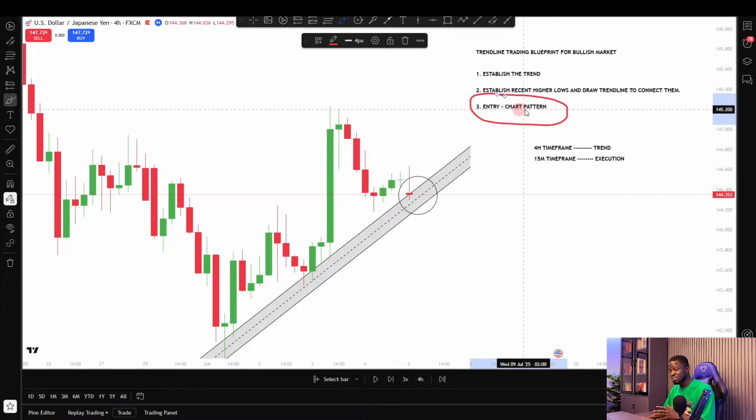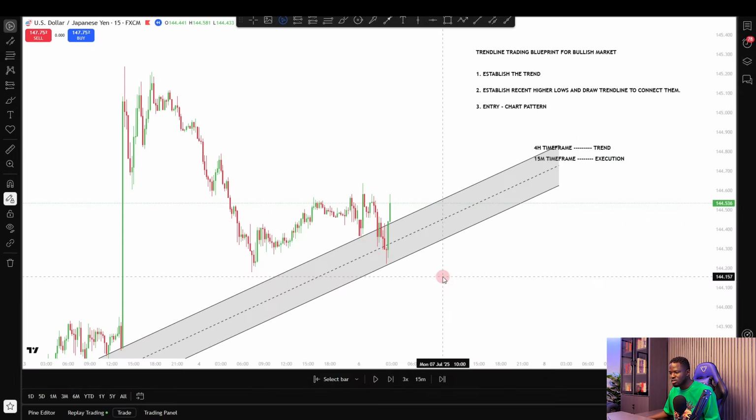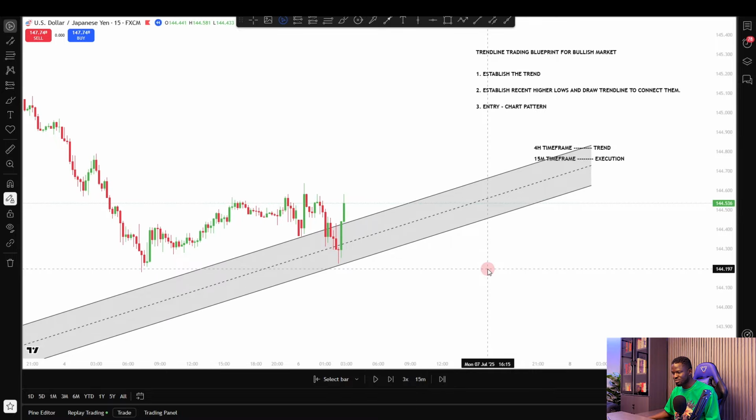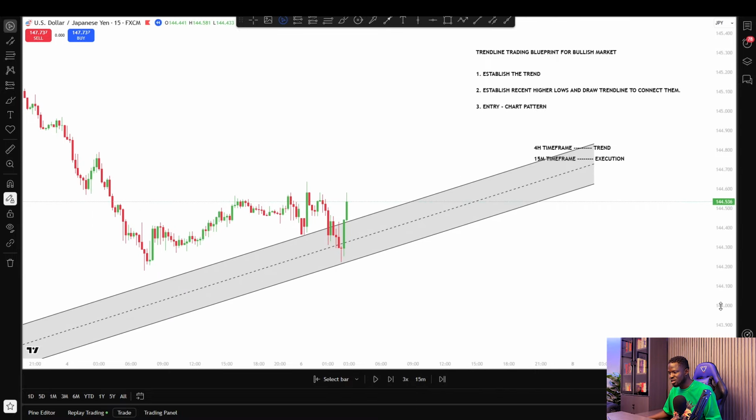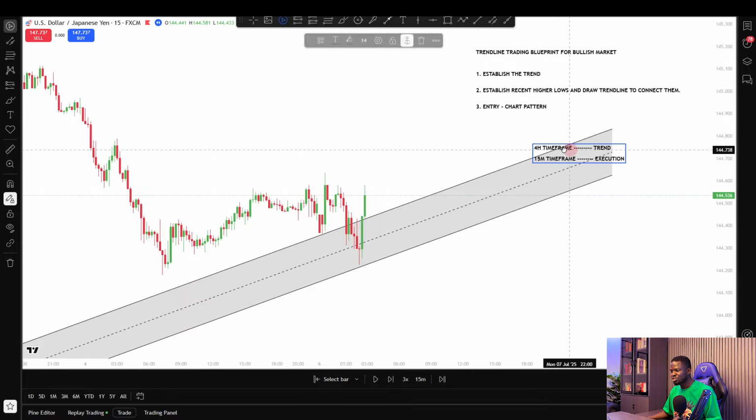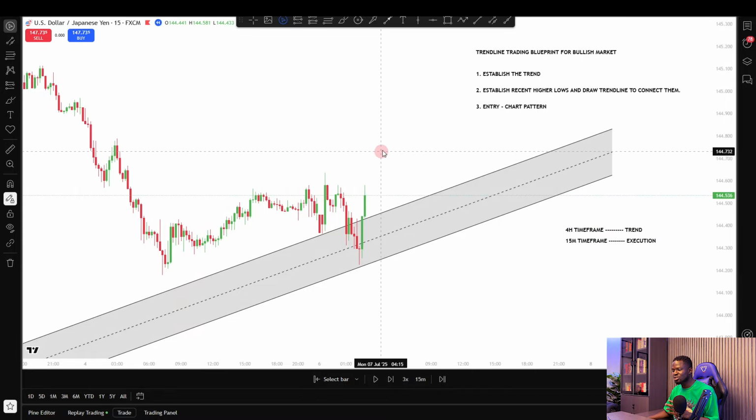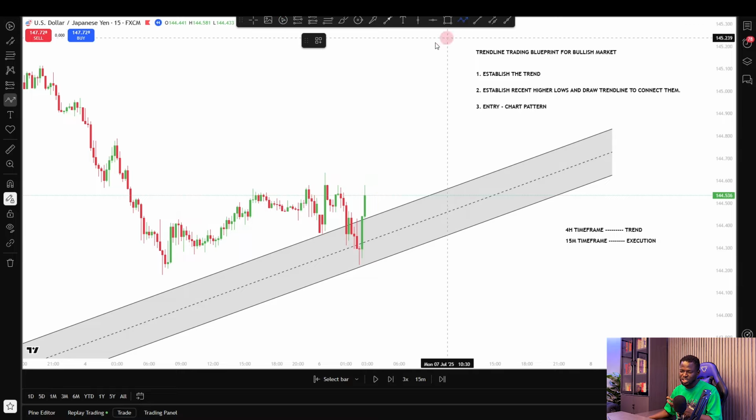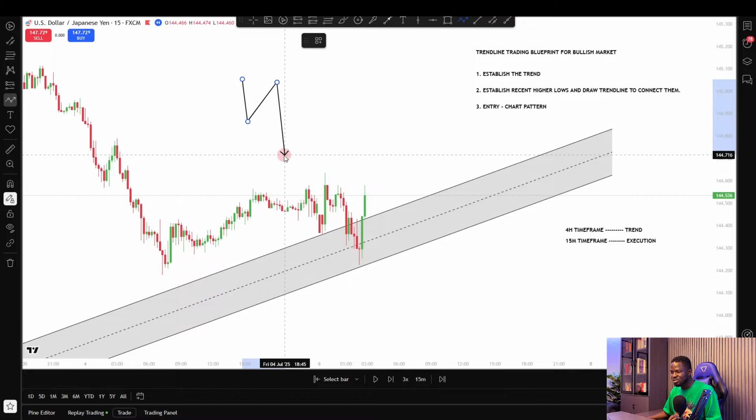We are using chart pattern for execution. On the 15-minute time frame, if you look at the formation of the candlestick or the price action, you realize that price just gave us a chart pattern that represents buyers in the market. And what are the chart patterns we normally use to execute a buy position? First one is inverse head and shoulder.